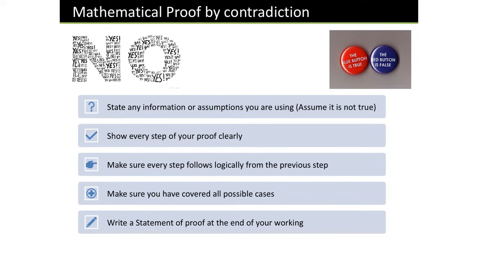So if you had to prove that 2 consecutive numbers add up to give you an odd number, you need to prove this for not just 2 consecutive numbers. If you were to prove that 2 numbers add to give you an odd number, you can either have odd, odd, even, even, odd, even, even, odd. These are the 4 possible cases, yeah? So you'd have to prove for all cases. Then write a statement of proof at the end of your work, and this is really important that we write that final statement. Okay, so we're going to make sure we go through this list on each question.